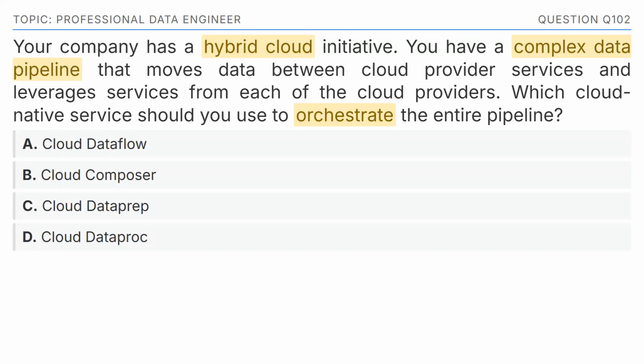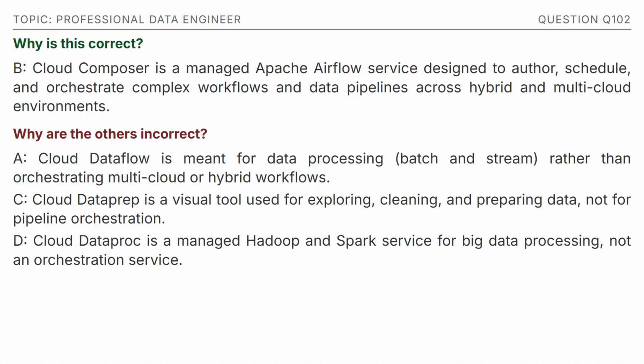To arrive at the correct answer, we focus on the keywords: hybrid cloud, complex data pipeline, orchestrate. The correct answer is option B, Cloud Composer. Why is this correct? B. Cloud Composer is a managed Apache Airflow service designed to author, schedule, and orchestrate complex workflows and data pipelines across hybrid and multi-cloud environments.